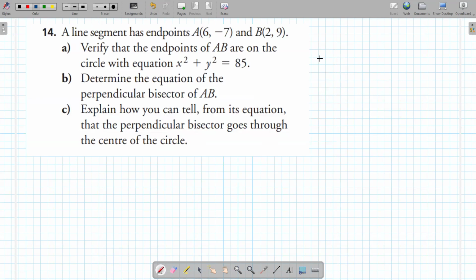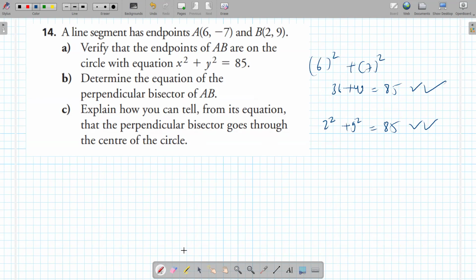So let's plug 6 and 7 in. So we get 6 squared plus 7 squared. That's 36 plus 49. That's 85. So point A is on the circle. For the next one, we have 2 squared plus 9 squared. That's 4 plus 81. That is also 85. So yes, that is also a point on that circle. You just plug it in.